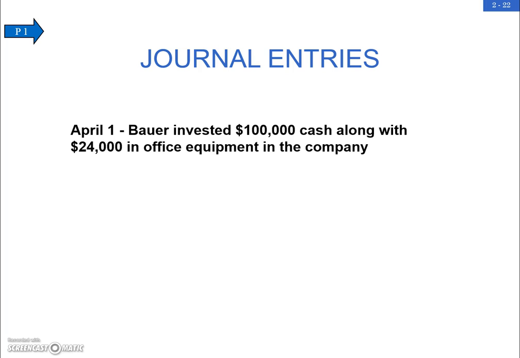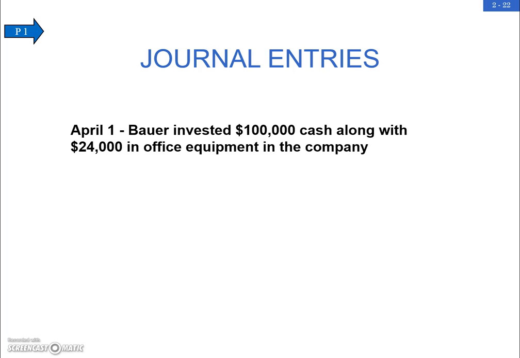Mr. Bauer is, of course, the owner in our company, right? And on April 1st, he invests $100,000 cash along with $24,000 in office equipment into the company. So he's given 2 things to the company, cash and office equipment. So those are 2 asset type accounts, right?